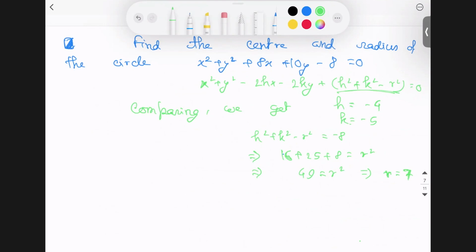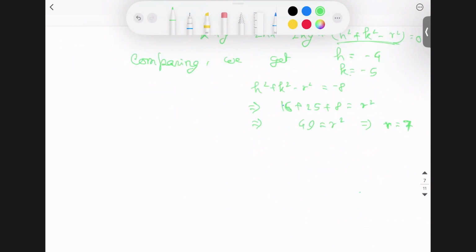So what is the center? Let's wrap up the problem. The center is (-4, -5) and the radius is 7. Okay.